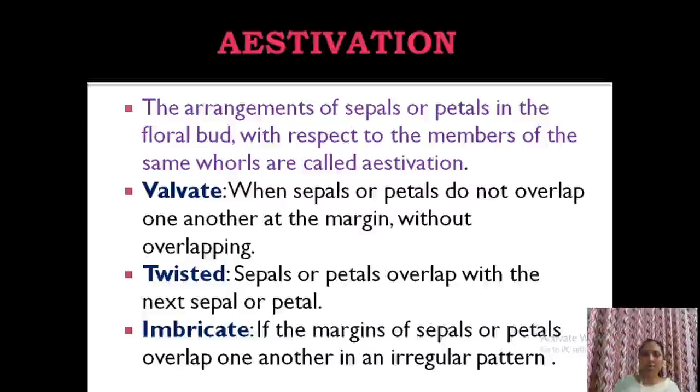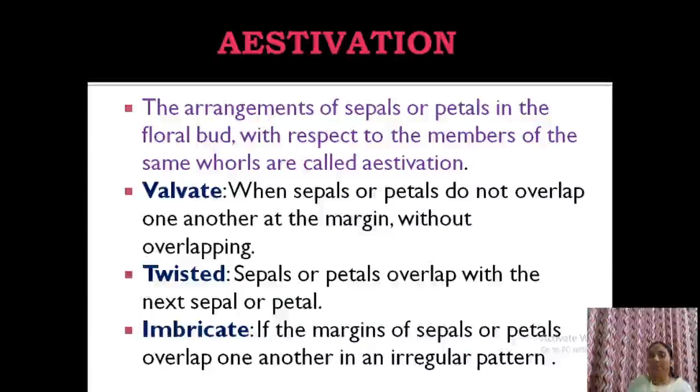But twisted means sepals and petals overlap with each other. When you take the example of a shoe flower, you can see one petal on another petal, one petal on another petal. Its margins overlap each other. Okay. Then imbricate means the margins of sepals and petals overlap in an irregular pattern. In twisted, it is in a regular pattern. One sepal inside, the other sepal outside. One inside, the other outside, arranged alternately in a twisted distribution.